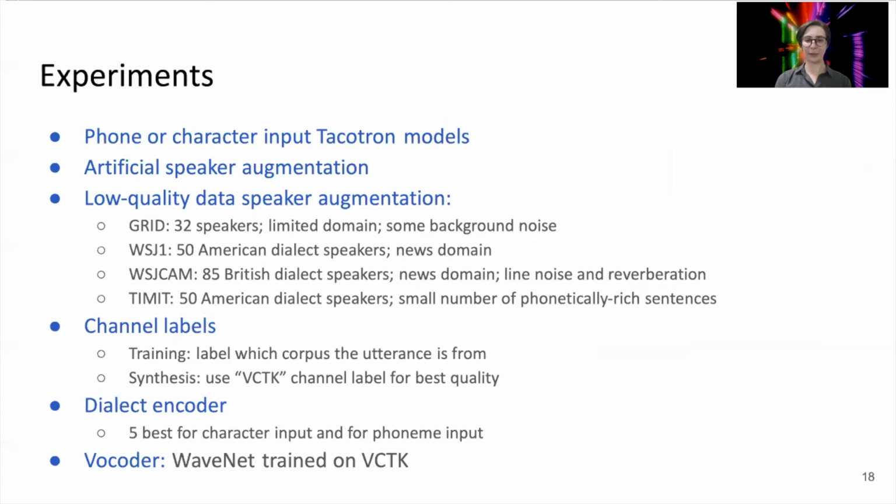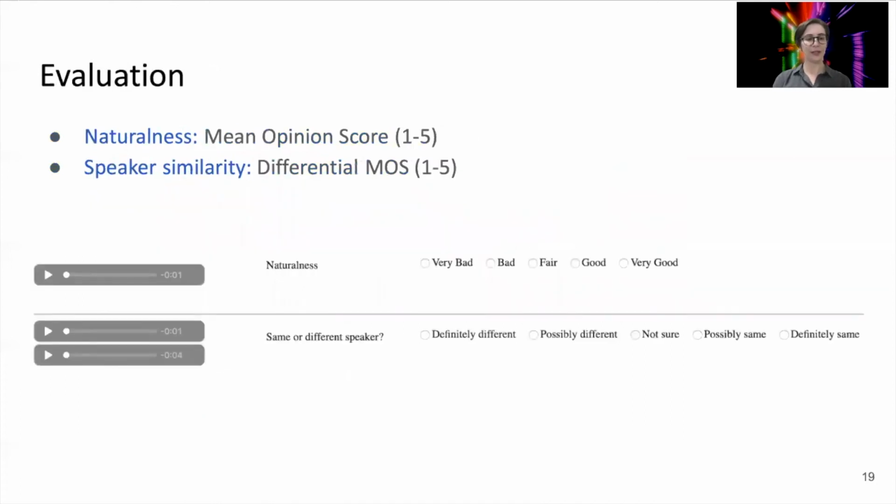In addition to training models using the artificially augmented dataset, we train models with ASR and VCTK data together using the previously described multi-step strategy. For models with channel labels, we choose the VCTK channel at synthesis time for best quality. For models with dialect encoder, we try the 5 best dialect models for phone input and for character input. We crowdsourced a listening test asking listeners to rate naturalness and speaker similarity on scales from 1 to 5.